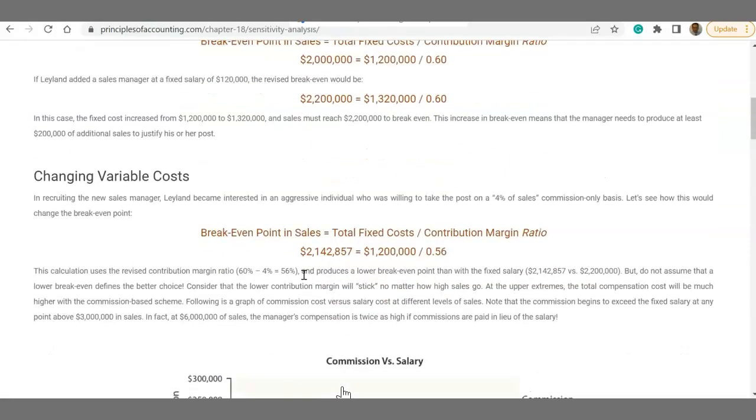For variable cost changing, let's say you want to pay 4% sales commission to this new manager instead of a fixed salary. So your contribution margin will go down, because your contribution margin was 60% before, but now you are going to pay 4% commission to the new manager. Yes, there is no fixed salary, but the contribution margin is lower. In that case, you need to have $2,142,857 in sales instead of 2.2. So it's a little bit better.